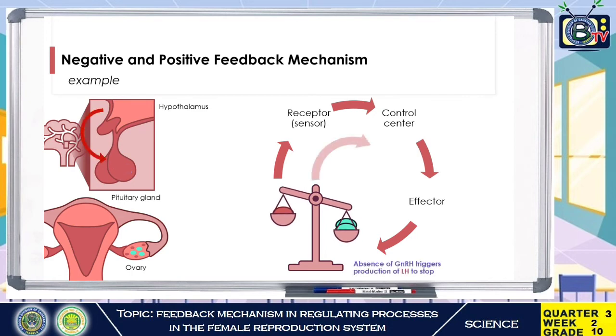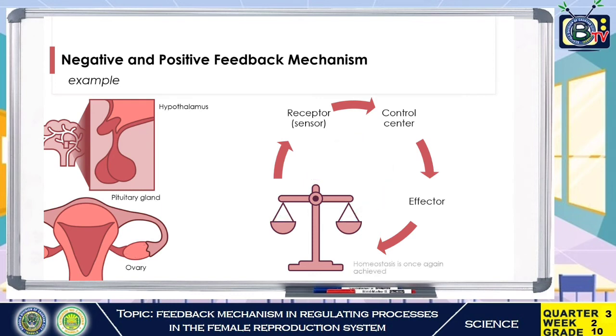Looking at the levels of GnRH and LH in the blood, it is already too high. Something should cause an inhibition, so progesterone will come in, turning off the positive feedback process and decreases the product, which is the GnRH and LH.